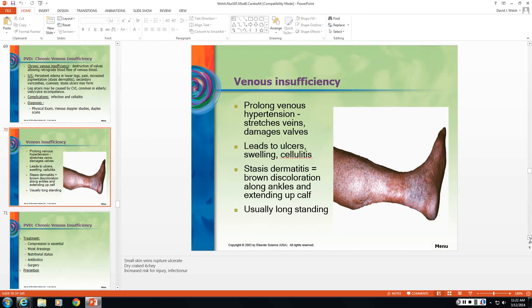Stasis dermatitis is a brown discoloration along the ankles and extending up the calf. Usually this is long-standing, so it stays that way. You're going to have people that have that brown skin, brown discoloration on their lower legs. Usually it's dry, cracked, and itchy. Sometimes they get ulcerations, and this is caused by small skin veins rupturing.